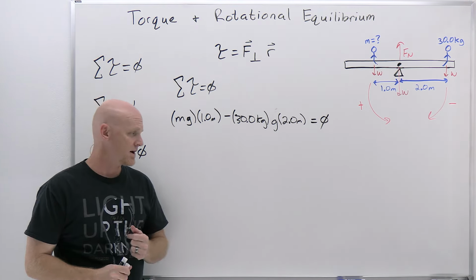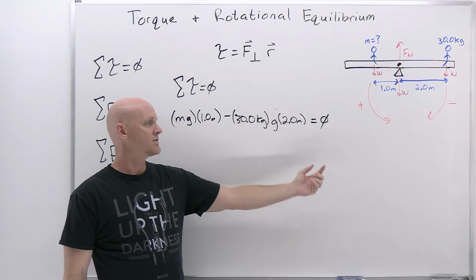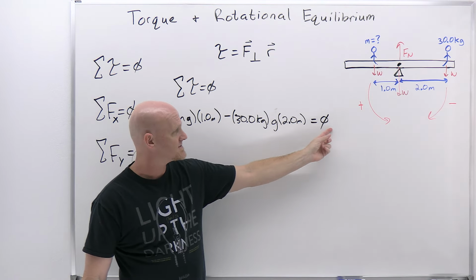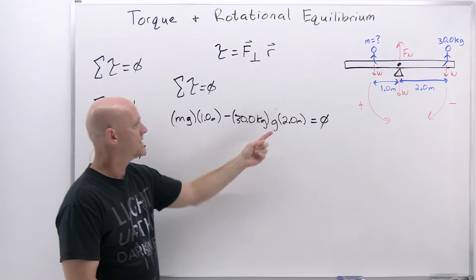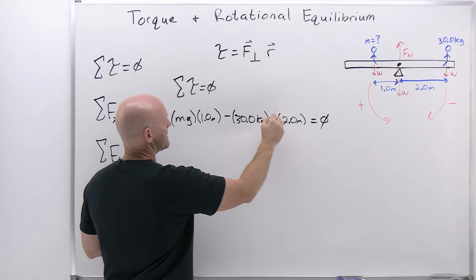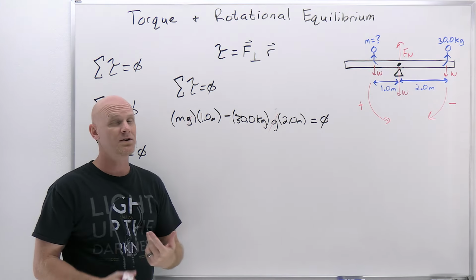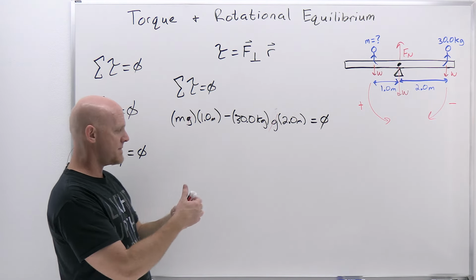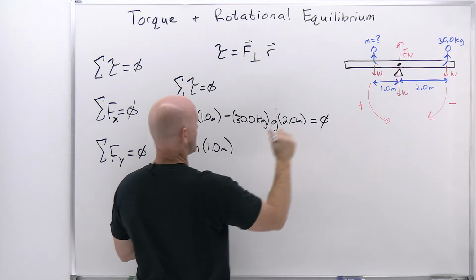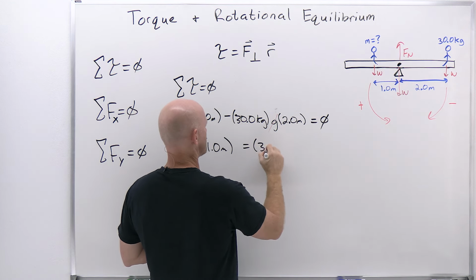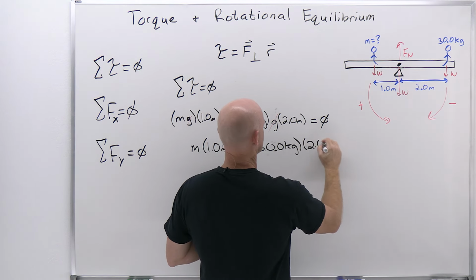And again, a good place to always start. One thing to note, and this happens pretty commonly, is that every term has gravity in it, and on the right-hand side of the equation we've just got zero. So I can divide the entire equation by g, because zero divided by g is still zero. I divide each of these by g, and g cancels out of the entire equation. It makes the math easier. Now, if you leave it in and multiply by 9.8 meters per second squared, there's nothing wrong with that. You'll still get the right answer, but we can save ourselves a little bit of work on the math here. And so in this case, we're going to have mass times 1.0 meters equal to 30.0 kilograms times 2.0 meters.